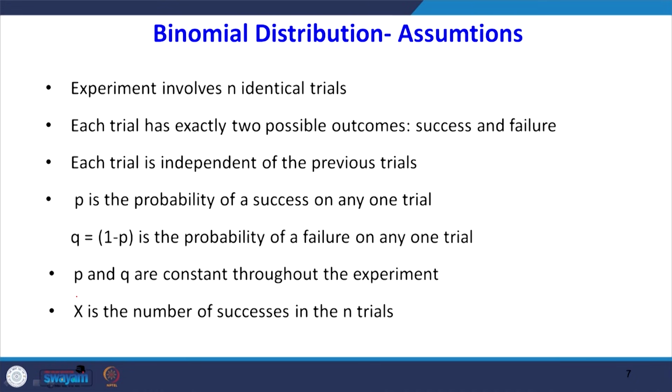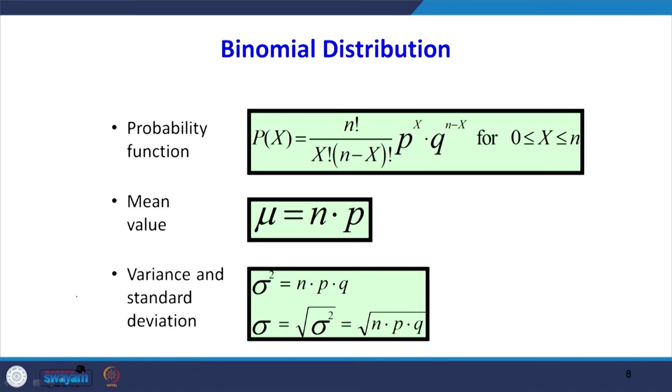So, X is the number of successes in the n trials. In the previous case we have seen x equal to 2. The probability function, as I told you, can be written as nCx, that is nothing but n factorial divided by x factorial into (n minus x) factorial, p power x, q power n minus x. The mean of this distribution is mu equal to n into p, directly we are going to use the result.